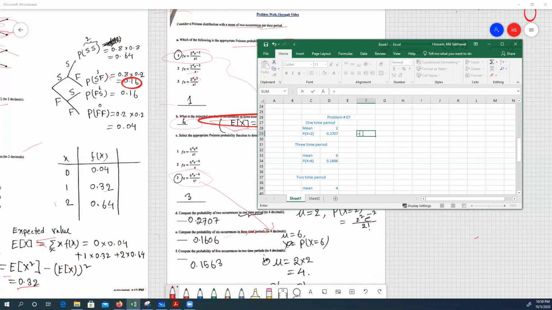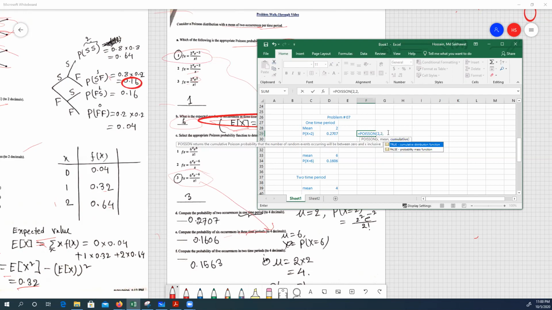I have also sent you a YouTube video link, so you can watch that video, and I think you will have a clear idea about computing the probability using Poisson distribution. Okay, so here you have to write the command POISS. You have to select this one, Poisson, and the first number is x, the value of x, and then the next number is the mean. The mean is 2 here because this is one time period, and the last number is cumulative.